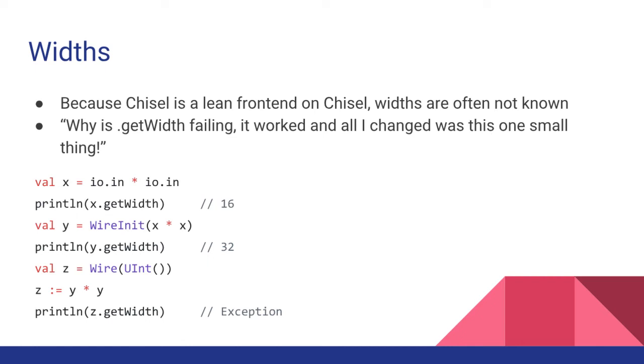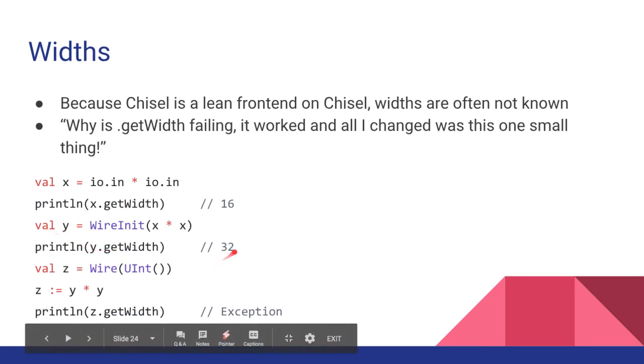So right, we're assuming that io.n is an 8-bit UInt. And so if I multiply io.n by itself, because the width is known to Chisel, we know that the output is 16 bits. If I then took this known to be 16-bit x and multiplied it together, we now know that y is 32 bits. But what if I write val z equals UInt(), and that means a UInt of undefined width, it will be inferred. And I type, let's connect z to y times y.